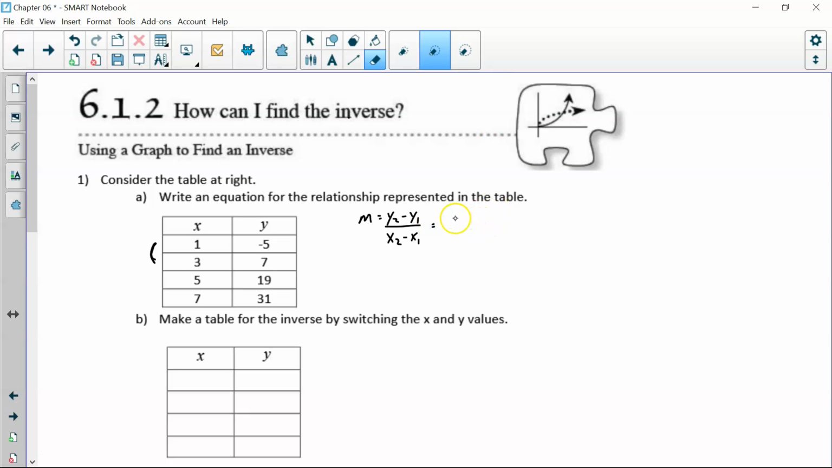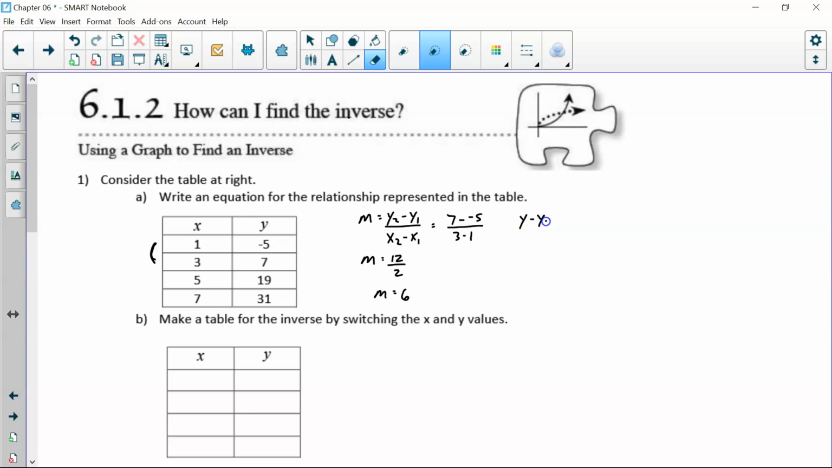So for our y's, 7 minus negative 5 over 3 minus 1. 7 minus negative 5 is 12. 3 minus 1 is 2, so our slope is 6. And now we need to find the y-intercept. You can use that point slope form.